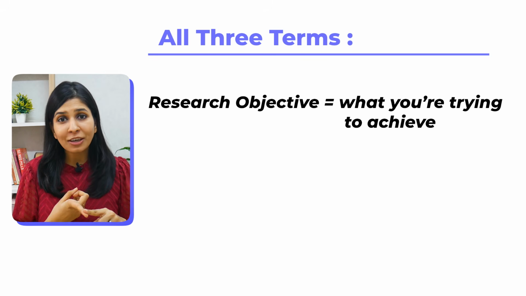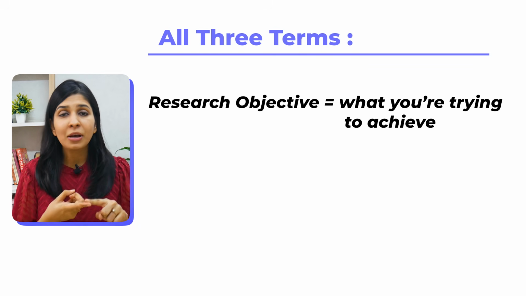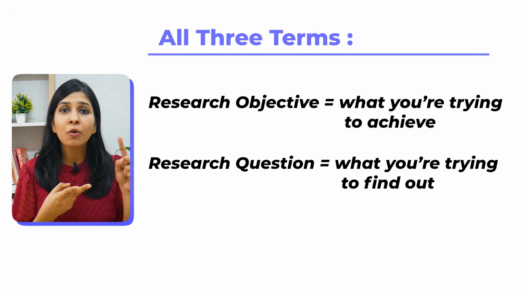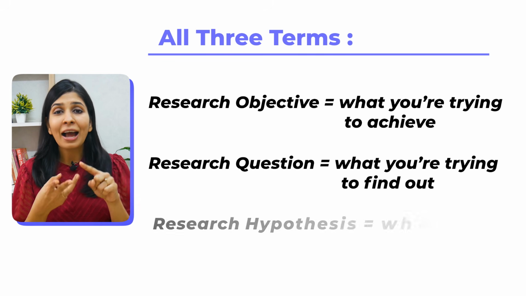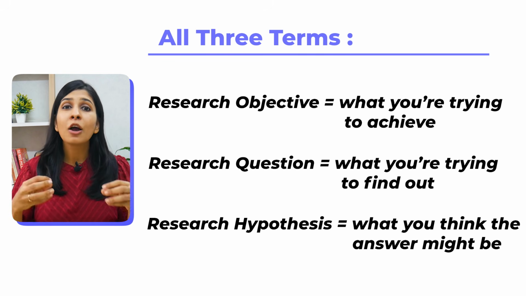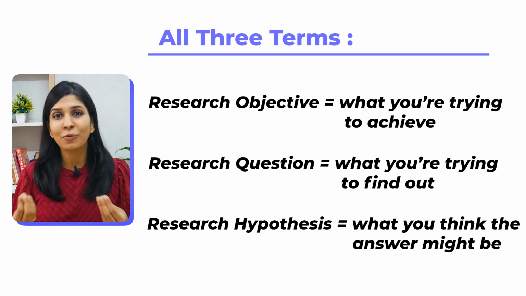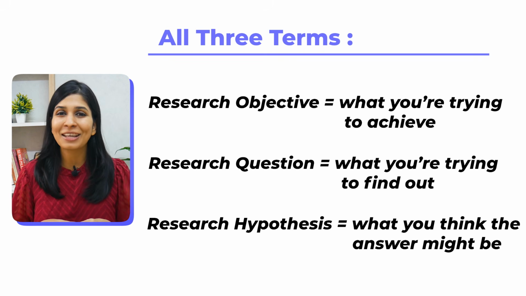So let's again recall what all the three terms mean. A research objective means what you're trying to achieve. A research question means what you're trying to find out. And research hypothesis means what you're expecting the outcome will be. Okay, I hope that's clear now.